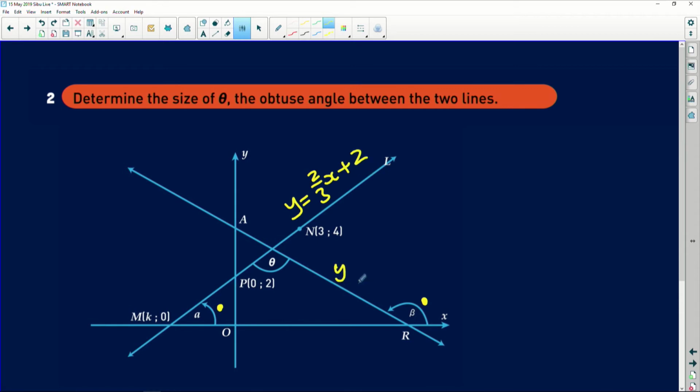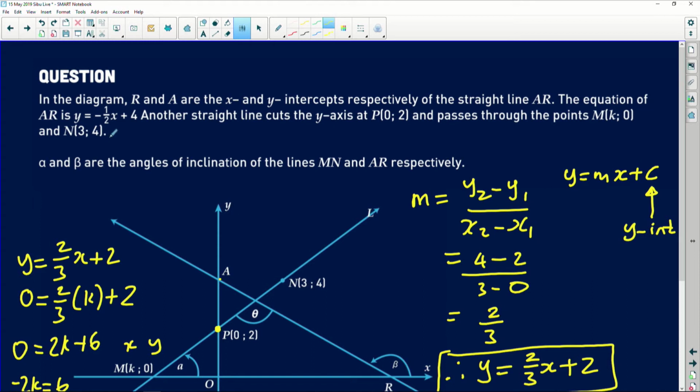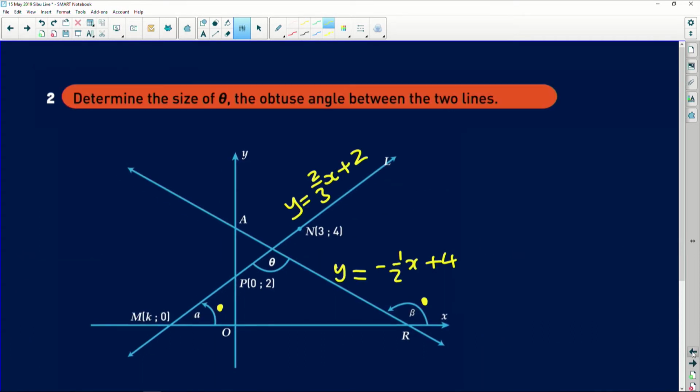This line had the equation y equals to something. What is something? Let's go and check it. It was minus half x, if I remember very well. Minus half x plus 4, if I'm not mistaken. Let's go check it out quickly. Right, it was this one. Yes, minus half x plus 4. That is basically what you're dealing with there. Minus half x plus 4.